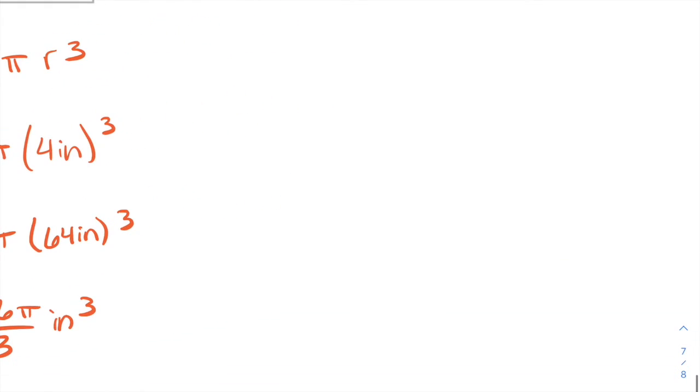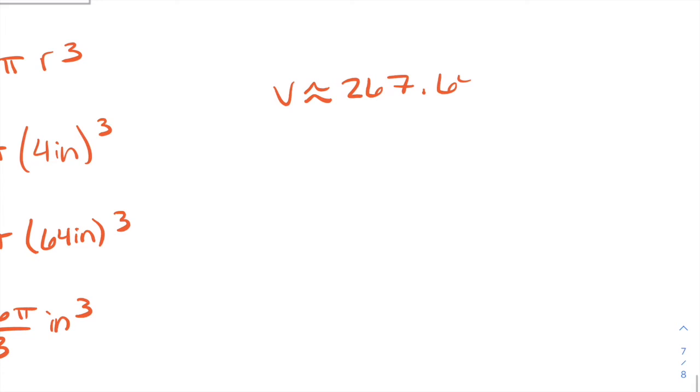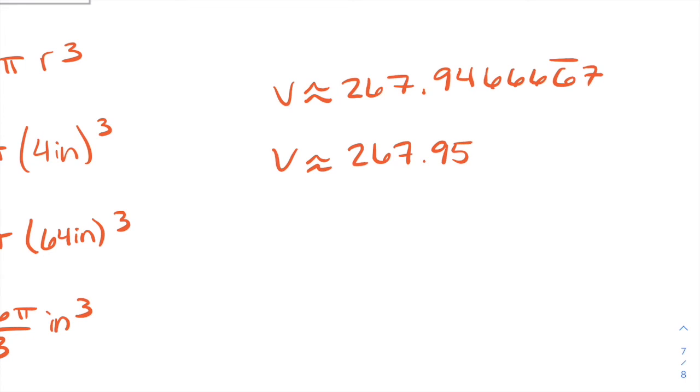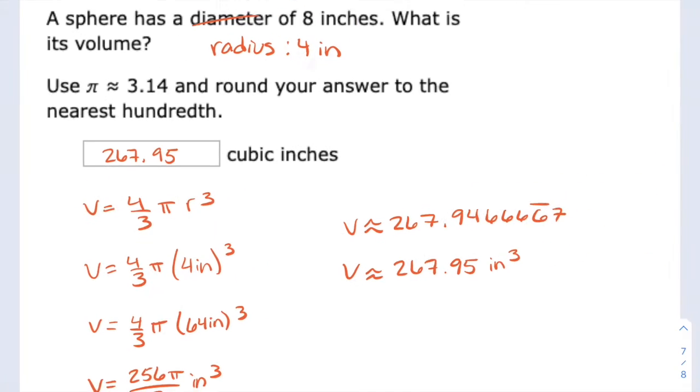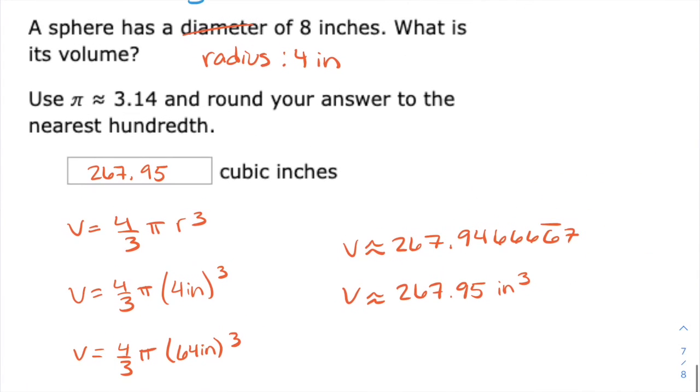And we get volume is approximately equal to 267.94666 repeated, the 6. So because it rounded, it's going to be approximately 267.95, and this is inches cubed. So 267.95 cubic inches. And that's it. So this one should be pretty easy.